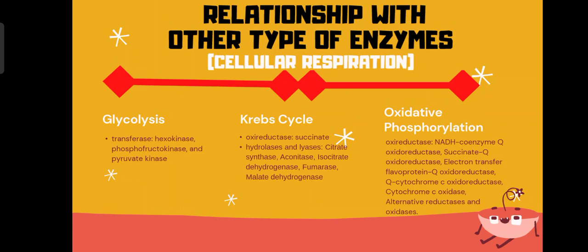After that, all end products move to the aerobic process called Krebs cycle, which makes use of oxidoreductase enzymes like succinate to catalyze oxidation to fumarate. For the last stage, several oxidoreductases are involved in the process. The diagram shows the different enzymes in cellular respiration along with the specific names of the enzymes.